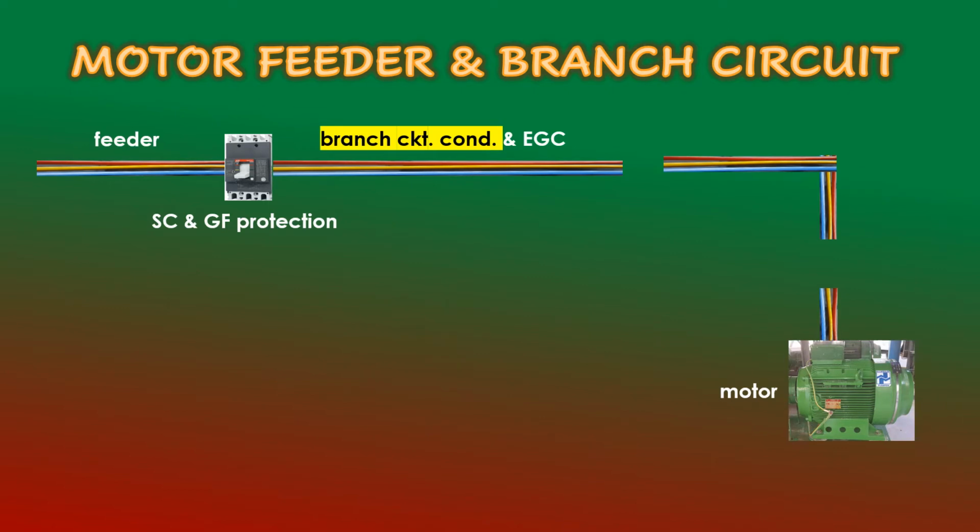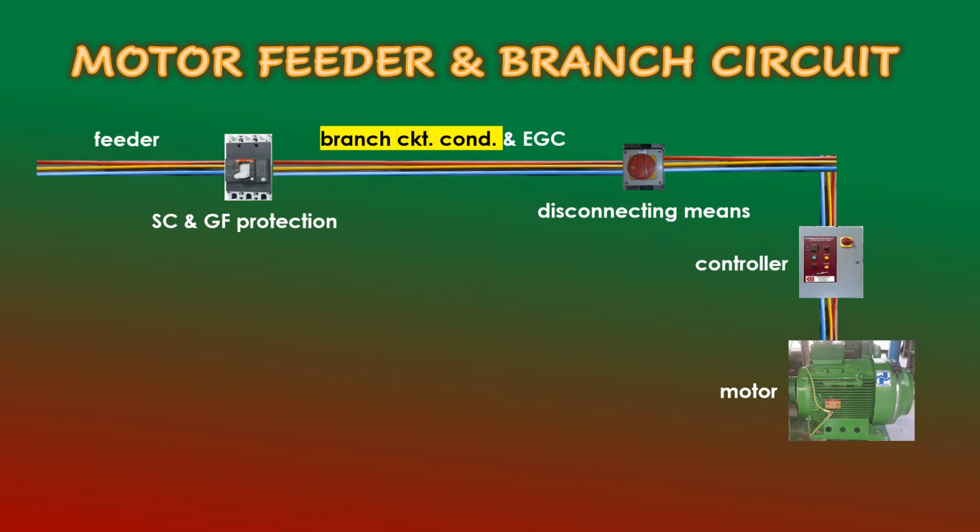So we have a given motor. This is actually a three-phase motor which I have taken from site. This is our feeder, and connected to the feeder is a short circuit and ground fault protection, in this case a circuit breaker. Also we have the branch circuit conductors and equipment grounding conductor. Also we have the disconnecting means, and we have the controller, and inside this controller we have the overload device.